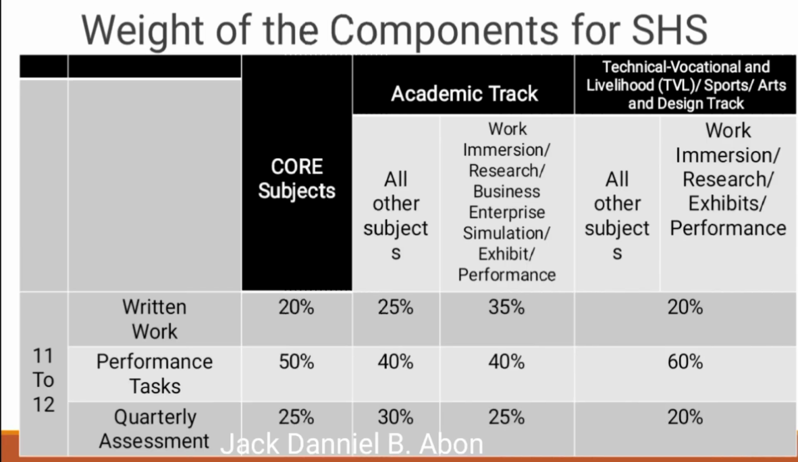The grading system for senior high school follows a different set of weights for each component. This table presents the weights for the core and track subjects. The sum of the weighted scores in each component is the initial grade. The initial grade will be transmuted using the given transmutation table to get the quarterly grade. So, the quarterly grade for each learning area is written in the report card of the students.